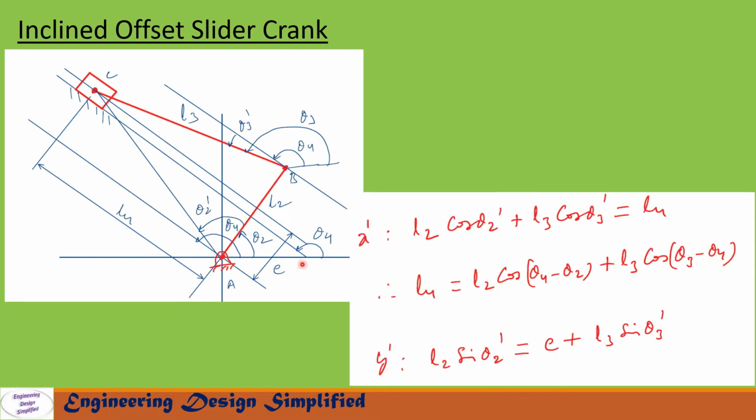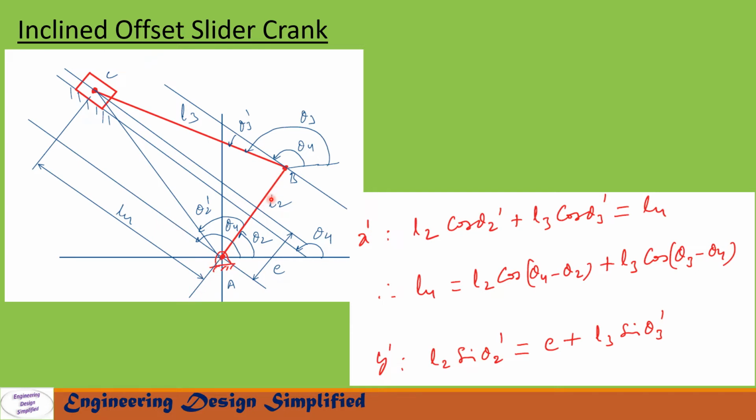Let us call this horizontal axis the x-axis and vertical axis the y-axis. So this inclined axis is x prime axis. Similarly, this line perpendicular to this axis is y prime axis.